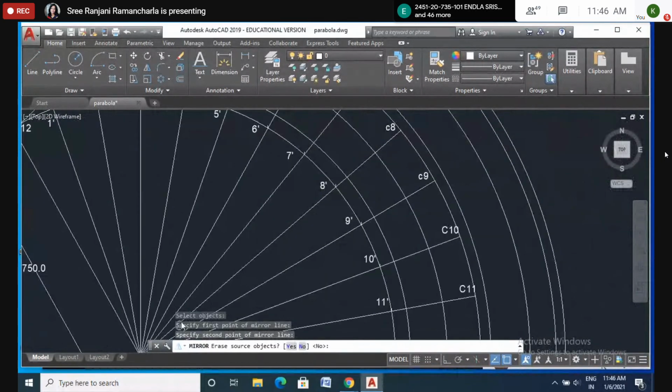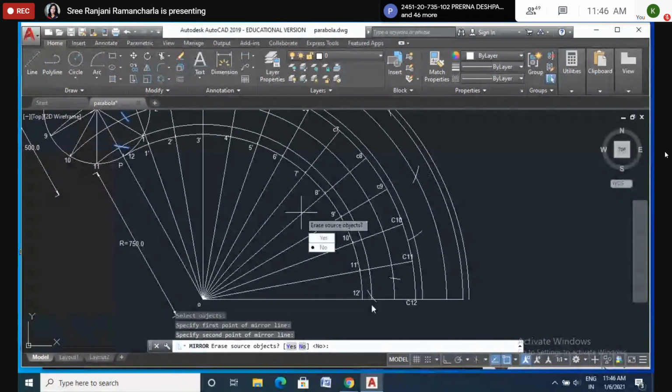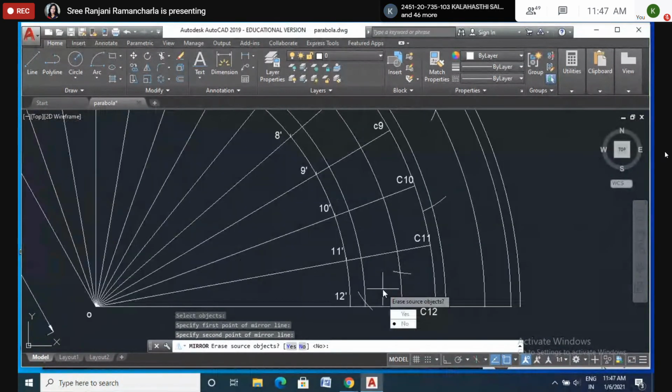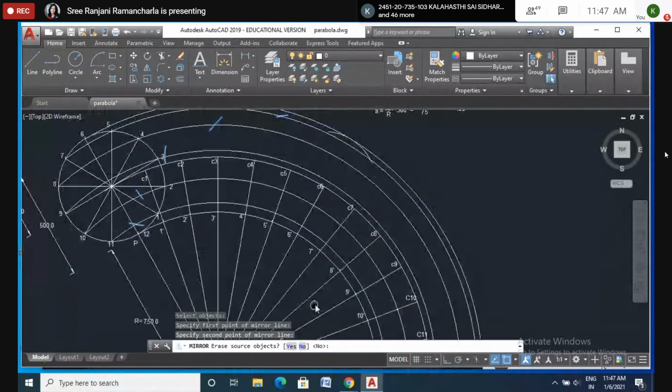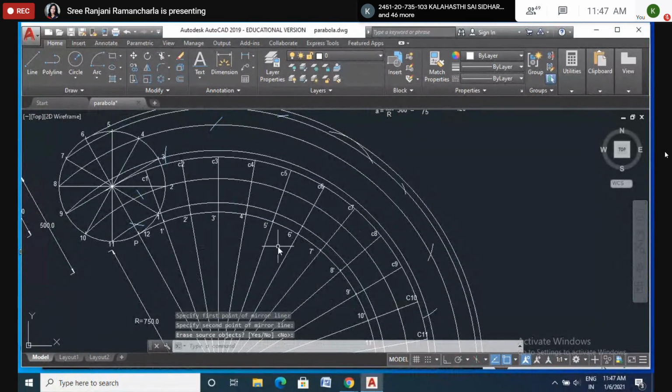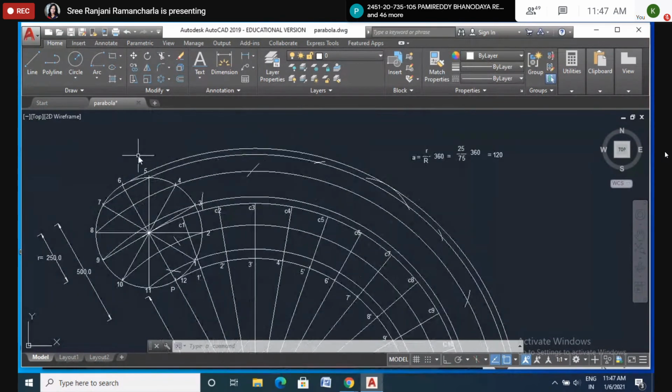Okay, so selected. So automatically I will get these points here, as you can see. I got all the points. So you draw with the compass, taking C6, C7 as this one, C8 as this one, C9 as this one, like that. So here I will put points clearly so that I can draw a curve with a free hand.